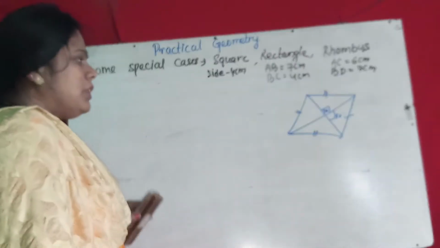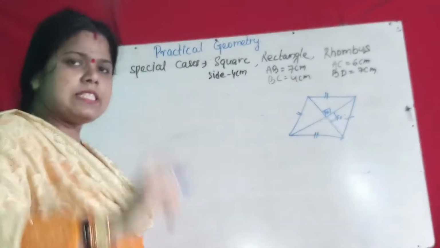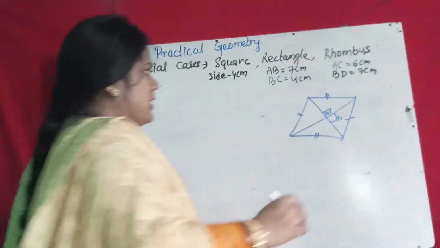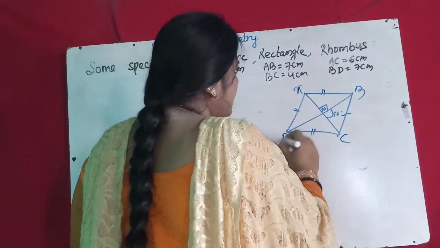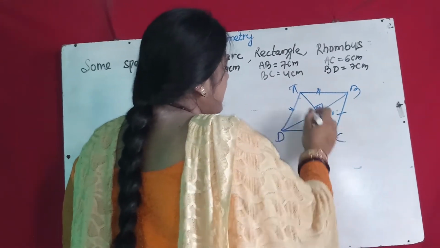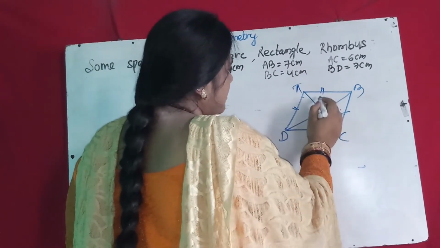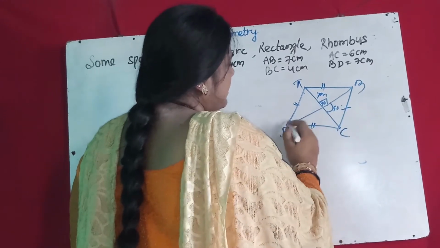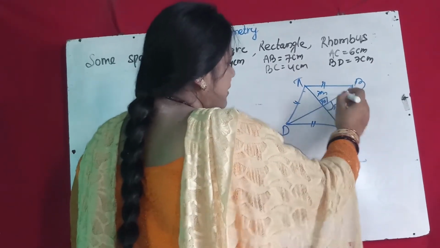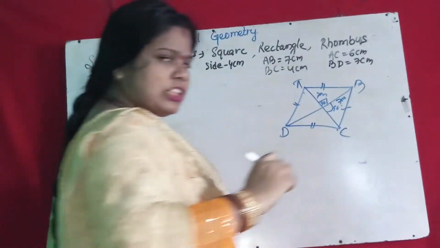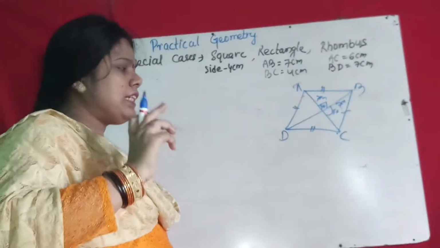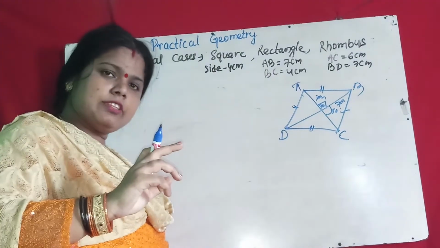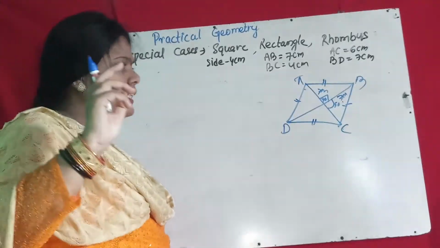So how will you draw? In a rhombus, only two diagonals are given, nothing else. Suppose here A, B, C, D. AC is given, AC equal to 7 cm, then BD equal to 6 cm. So the diagonals property: they intersect with each other at 90 degree. The diagonals are not equal, but they intersect with each other and create 90 degree.